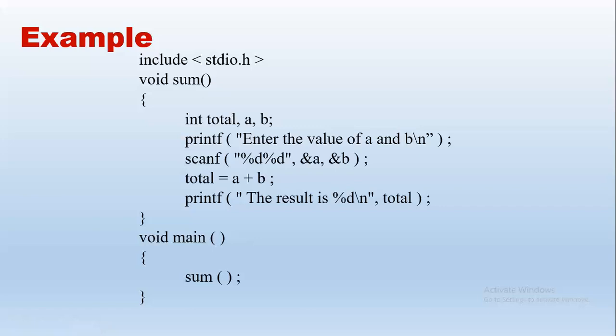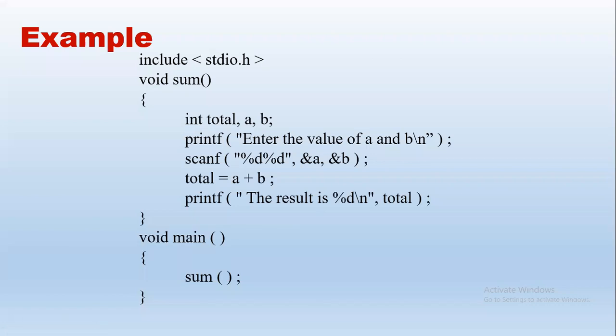So we define total, a and b. These are local variables. They will be used only within this function sum. So take input for a and b and find the total, a plus b. So say 2 and 4. 2 plus 4 is 6, and print it here itself, because we are not returning anything back to main. So the user has to know the answer, even though we are not returning.